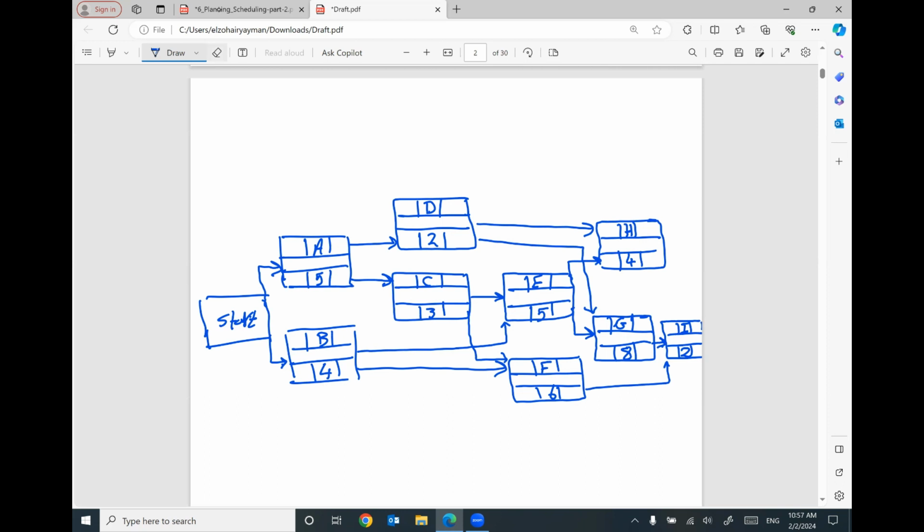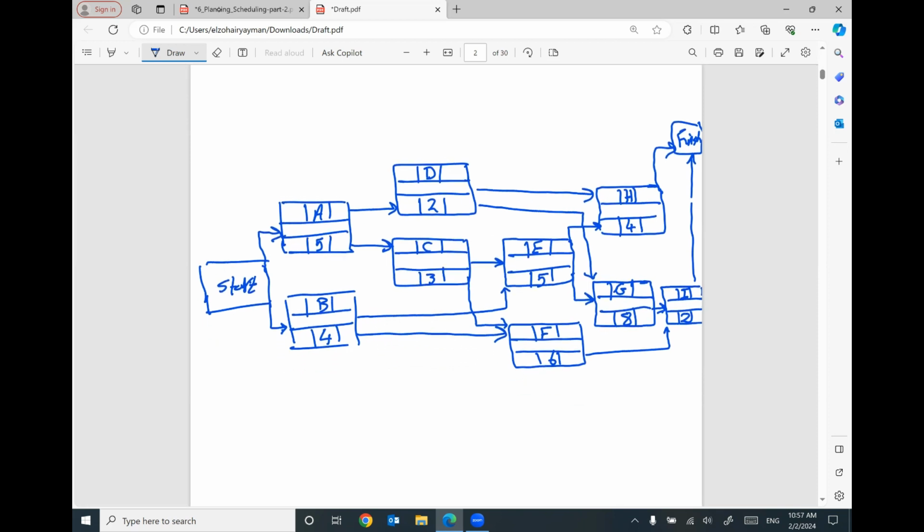So the last, or the finish, I can put the finish here. I'm sorry for this limited space. This is the finish and this is the finish. The two activities, H and I, are the finish of the project. That makes sense?